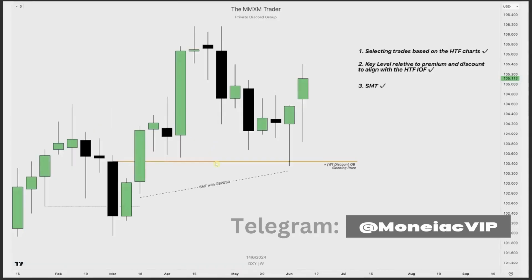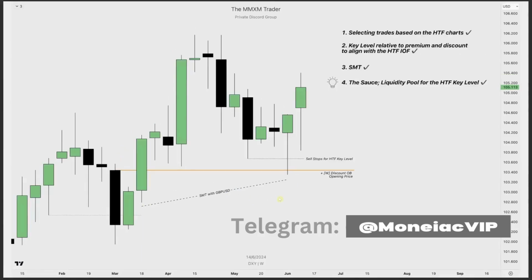So step number three, we look for that SMT. We have SMT from this low to this low. So GBP USD took out its low while DXY did not take out its low. That is the crack in correlation inside that key level. And then the real source, right? That liquidity pool that is just above that key level makes it even better to pair up the sell stops that are resting below it.